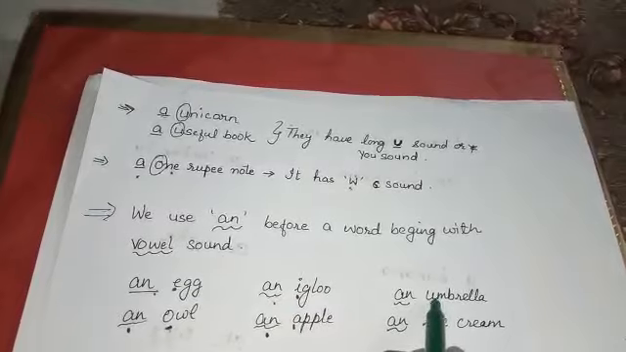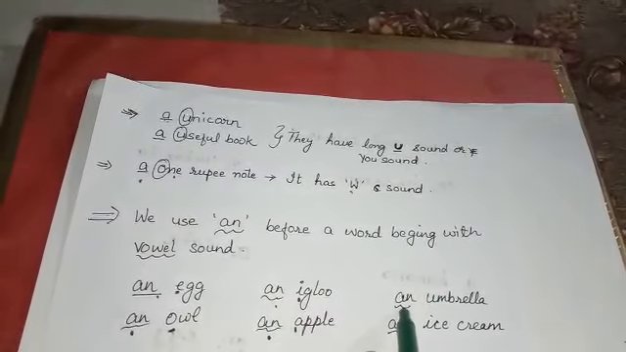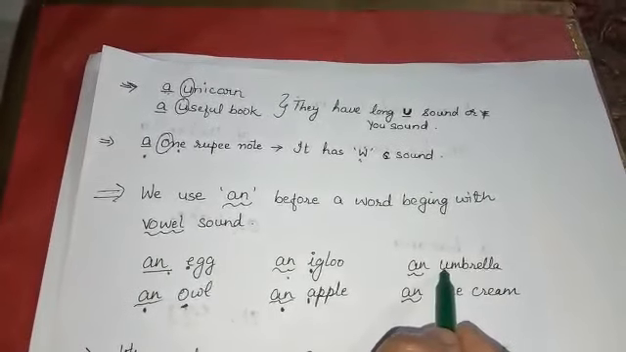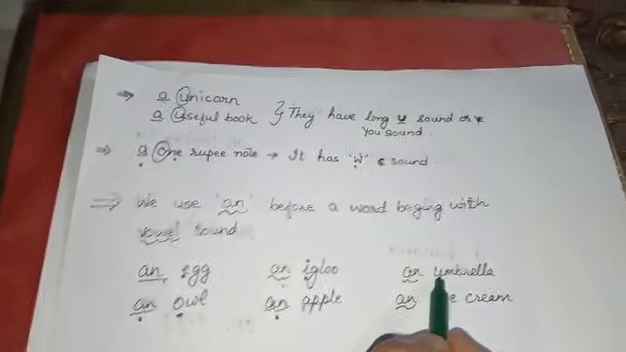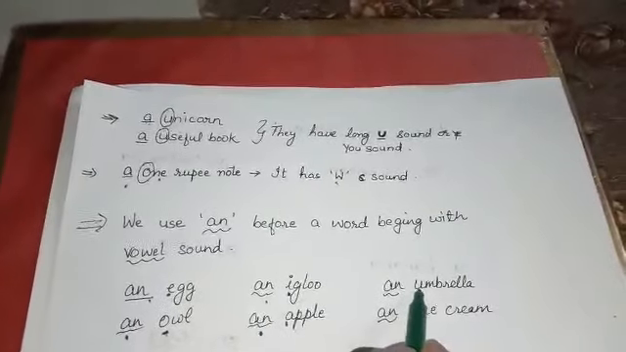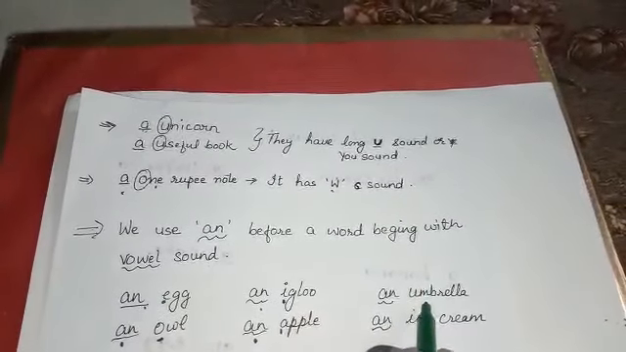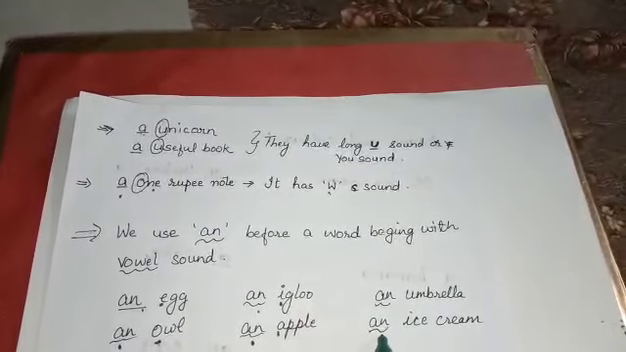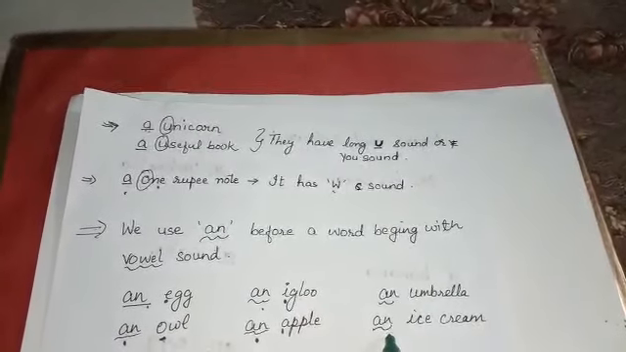Umbrella, it is starting with U, so we are using an. You see, umbrella is not starting with the U sound, it is starting with the uh sound, so that's why we are using an before it. Ice cream, so ice cream is also having an before it.